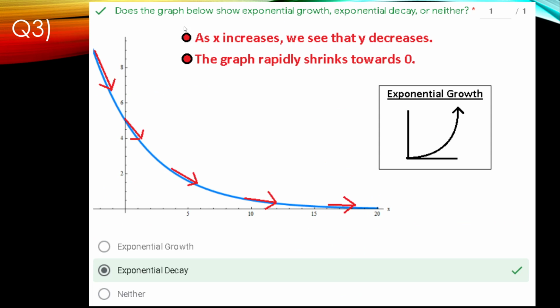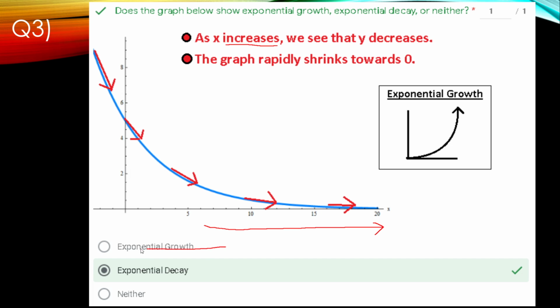Alright. Does the graph below show exponential growth, exponential decay, or neither? Well, you see as x increases, so x is increasing in this direction, right? X is getting bigger as you go this way. Well, we see that the graph is rapidly shrinking towards zero. Look how fast it goes towards zero. So it's going really, really fast at first. Maybe it's cutting in half or some number, right? It's reducing by the same amount over and over and over again.